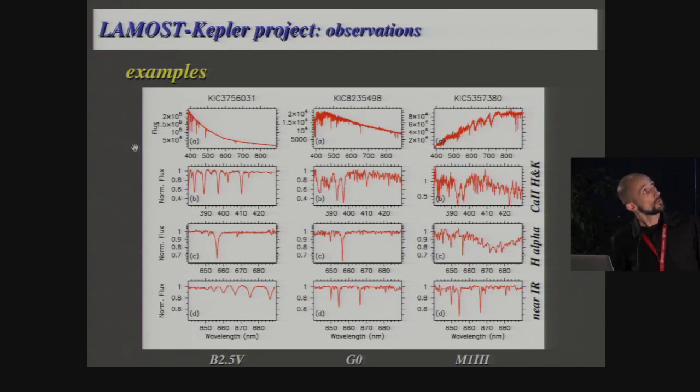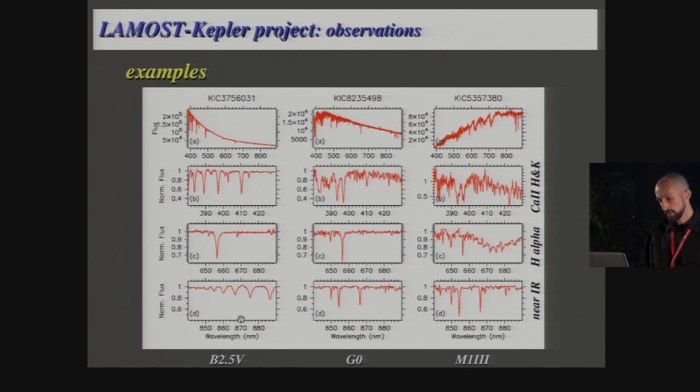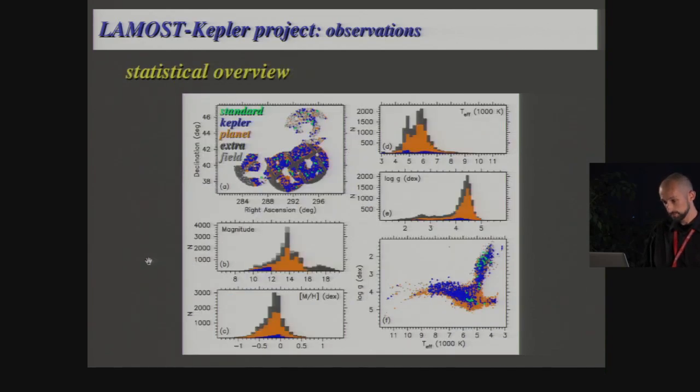Here I give you a few examples of LAMOST spectra. On top are the full spectra. Below is the blue region containing the calcium H and K lines. This is the H alpha region, and this is the region in the near infrared. On the left, I show you a B-type star, in the middle a G-type star, and on the right, an M-type star. As you can see, they clearly look different, so that is why we can use them to do the spectral classification and to determine the parameters.